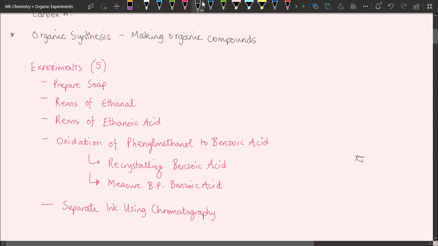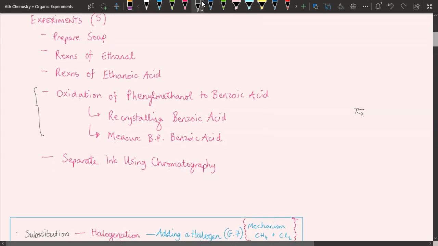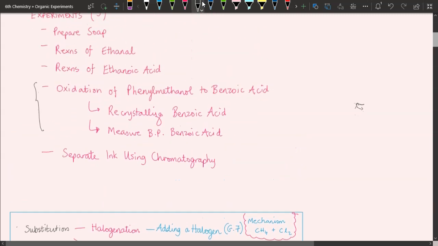The oxidation of phenylmethanol to benzoic acid, well, there are 3 experiments in that, and we've done those. You have to oxidize phenylmethanol to benzoic acid, and then you have to recrystallize benzoic acid and measure the melting point of benzoic acid. So those 3 there are one experiment. And then finally, to separate ink using chromatography, which you probably did in Junior Cert, but is also there on the Leaving Cert. So let's have a look at the very first one.